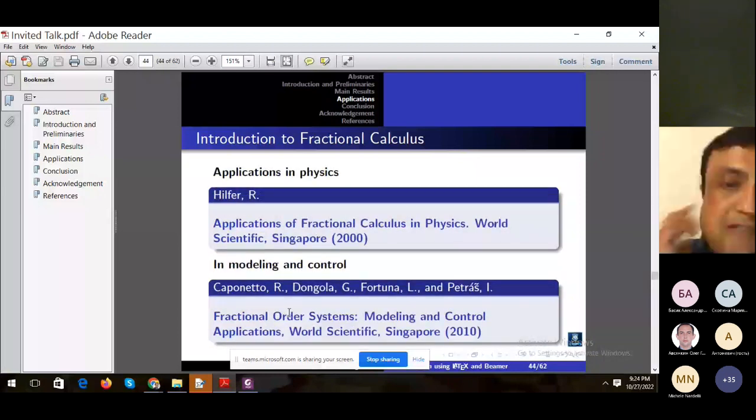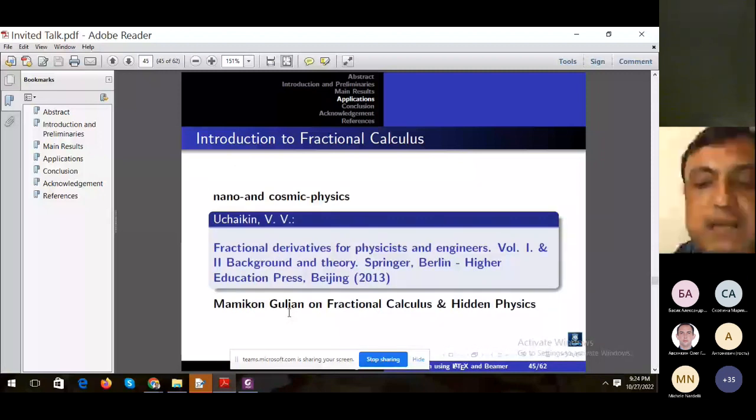These are the applications in physics. We recommend Hilfer's book, Applications of Fractional Calculus in Physics, World Scientific, Singapore, 2000. In modeling and control, I have mentioned this book by five authors, Fractional Order Systems: Modeling and Control Applications, published by World Scientific Singapore. Then for nano and cosmic physics, I mentioned the very well-known book by Uchaikin, published in 2013 by Springer, and many more developments in the field of fractional calculus. So I mentioned this small introduction and development of fractional calculus for all listeners, so they can understand in their own interest which book is suitable for them.